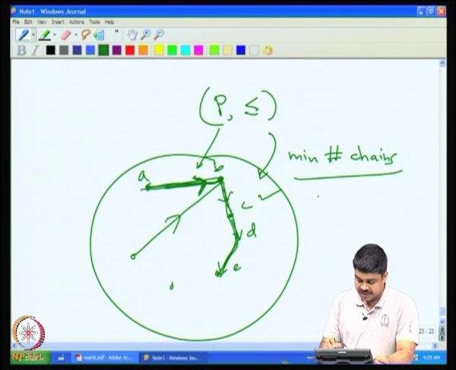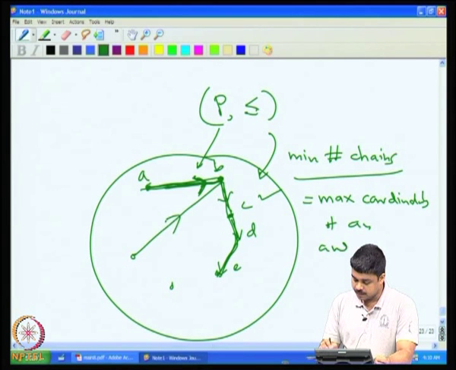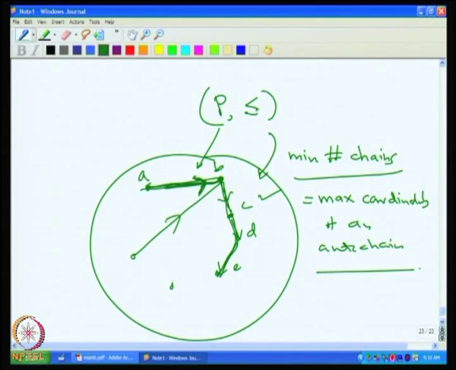Then there is a famous theorem which says that the minimum number of chains to cover a partial order is equal to the maximum cardinality of an anti-chain in the partial order. This is called Dilworth's theorem.